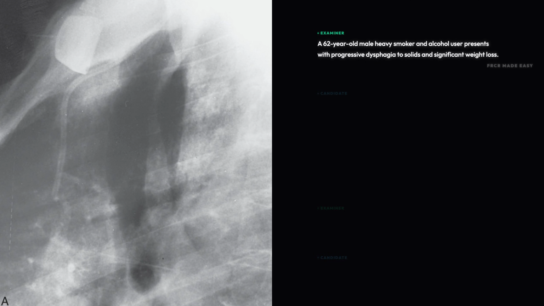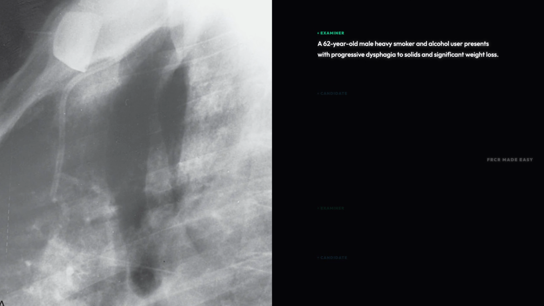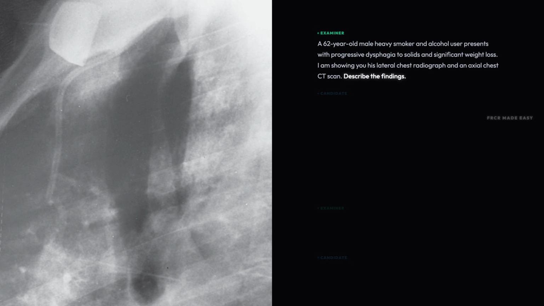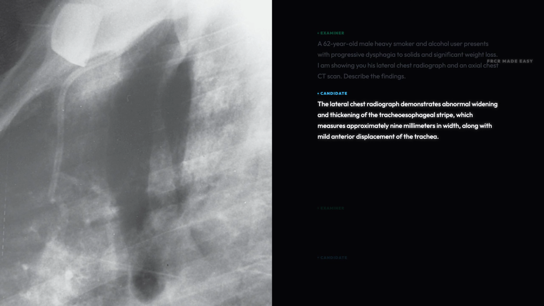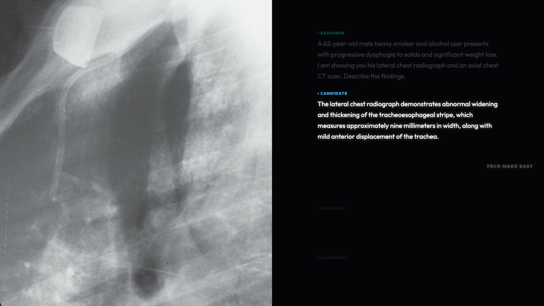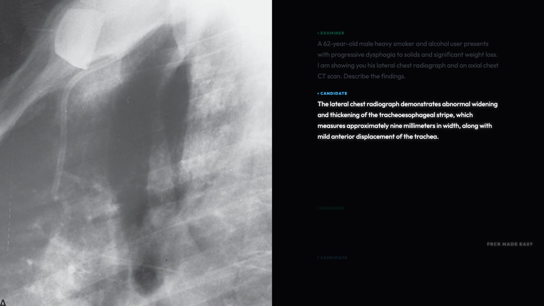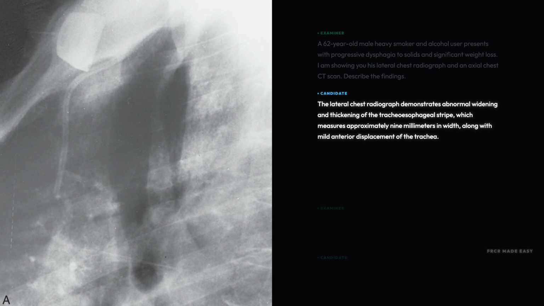A 62-year-old male heavy smoker and alcohol user, presents with progressive dysphagia to solids and significant weight loss. I am showing you his lateral chest radiograph and an axial chest computed tomography scan. Describe the findings.